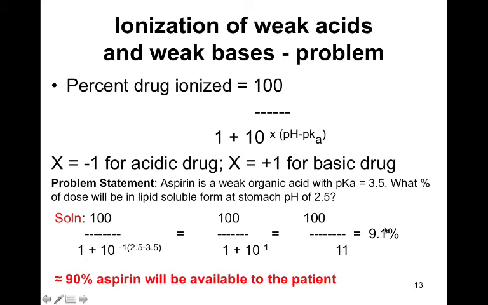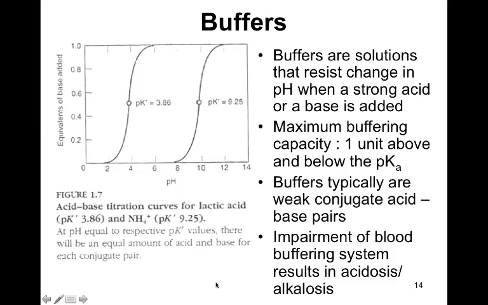So if 9.1% of your drug is ionized, and that's what this particular formula solves for, the percent drug ionized, then around 90.9% of the drug is unionized. So approximately 90% of the drug will be in unionized form and therefore will be lipid soluble and therefore will be available to the patient.